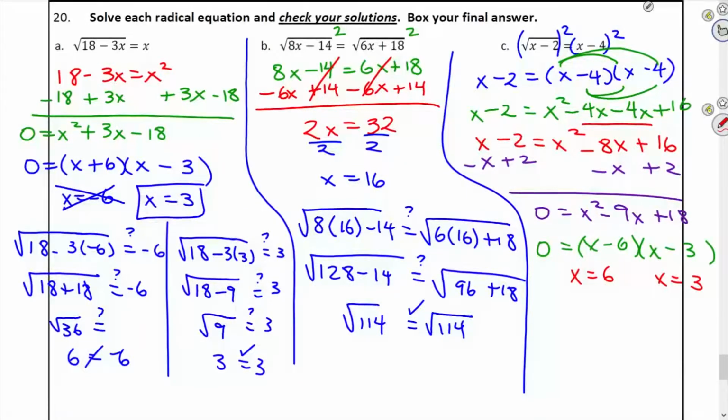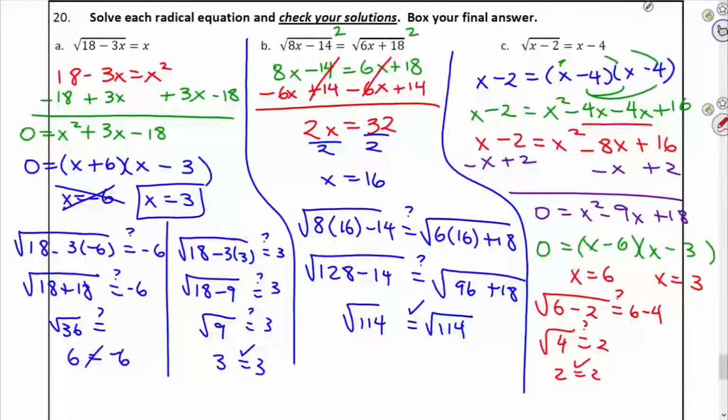Okay, plugging both of those in, let's see if any of them work. I have 6 minus 2. Is that equal to 6 minus 4, right? Yeah, okay. Square root of 4, does that equal 2? And 2 is equal to 2, that's true. This is a solution.